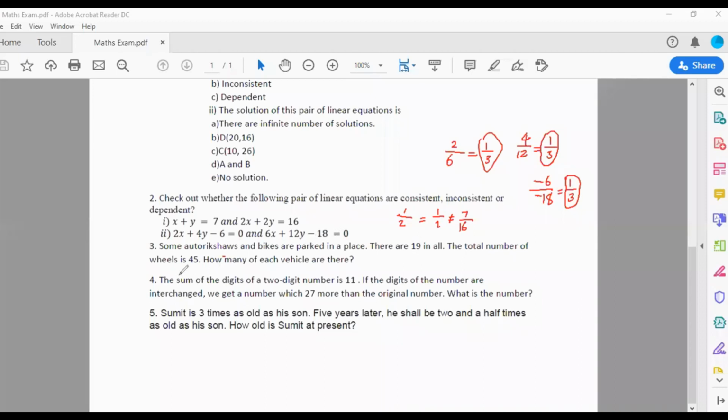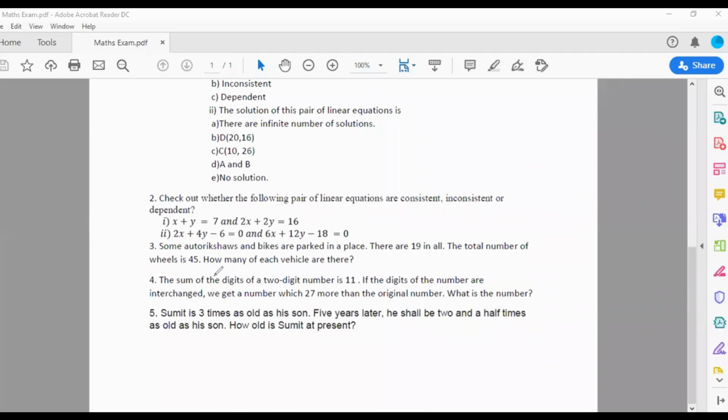Okay. The third question. Some auto rickshaws and bikes are parked in a place. There are 19 in all. The total number of wheels is 45. How many of each vehicle are there? Very simple. So this is a 3 mark question. This is not much difficult. So the answer will be a natural number. The count cannot be a fraction.